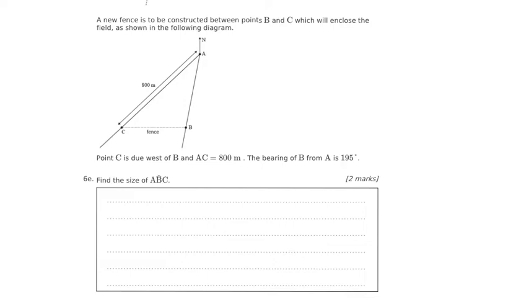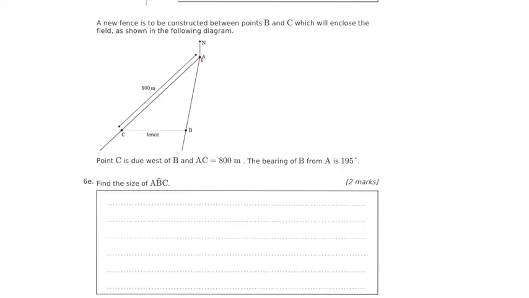6e, find the size of angle ABC. If we construct a right-angled triangle here, we know that the bearing of B from A is 195. That makes this angle 15 degrees. It's a right-angled triangle, so it makes that angle 75. So that means the angle ABC, which is this angle here, is 180 minus 75, which is 105 degrees.